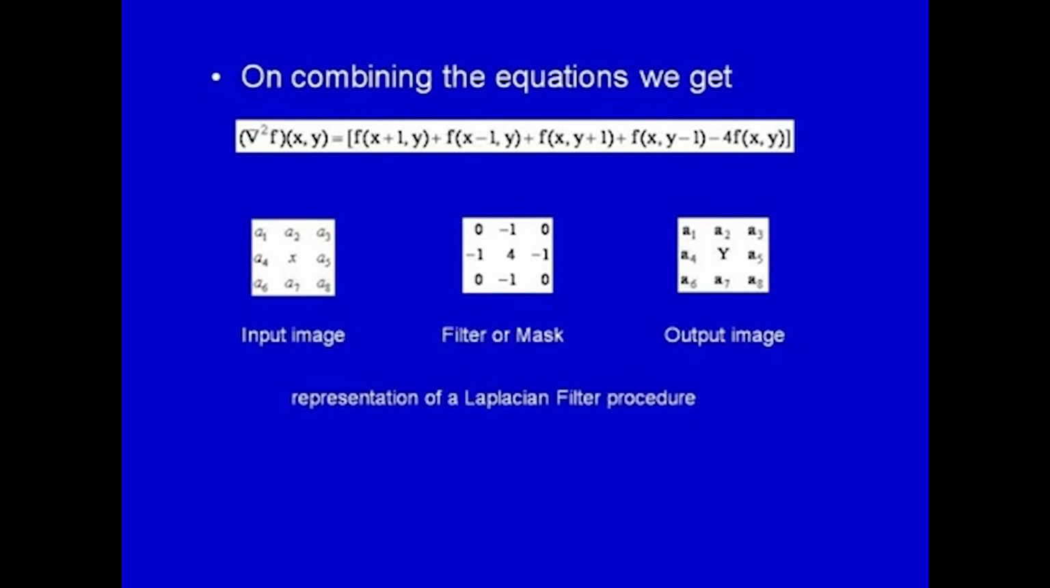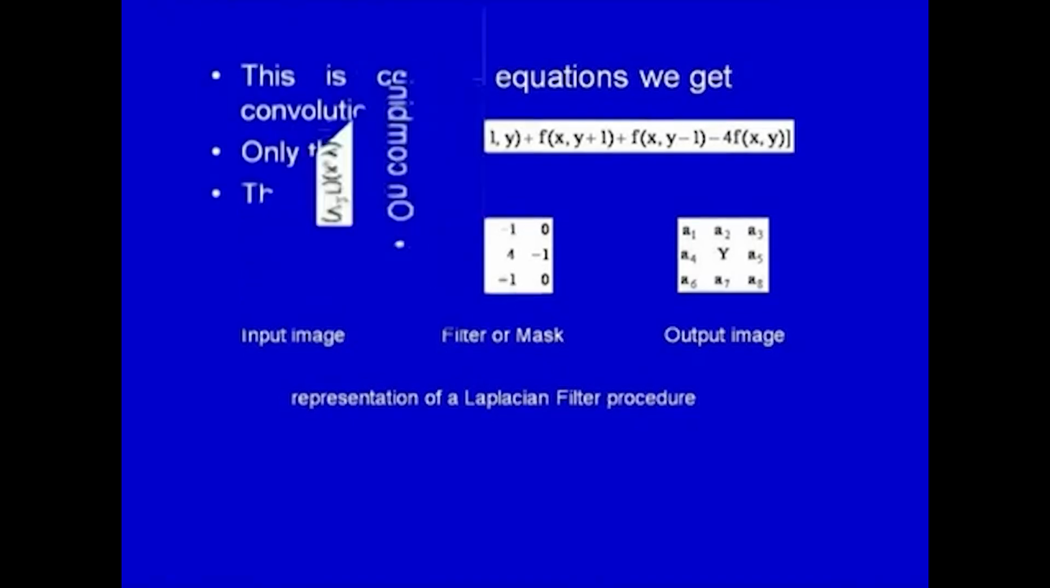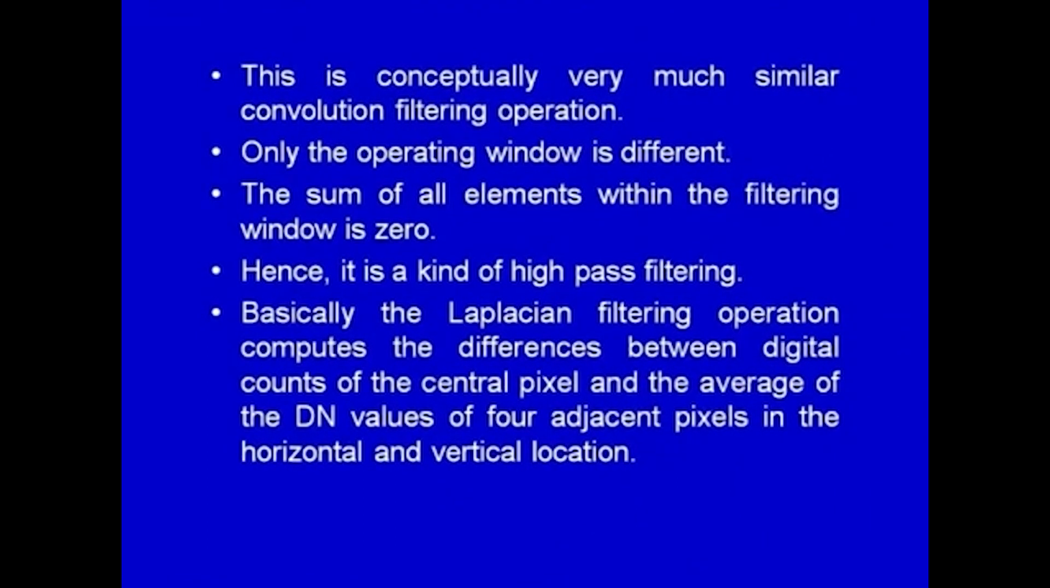and this is represented in the second graphics that we have, wherein the values of the filter have been indicated. Now, this filter, when it is applied over the input image, creates a new image, which is the output image as represented here. This is conceptually very similar to the convolution filtering operation, only the operating window is different. The sum of all the elements within the filter window here is 0. Hence, it is a kind of high pass filtering.